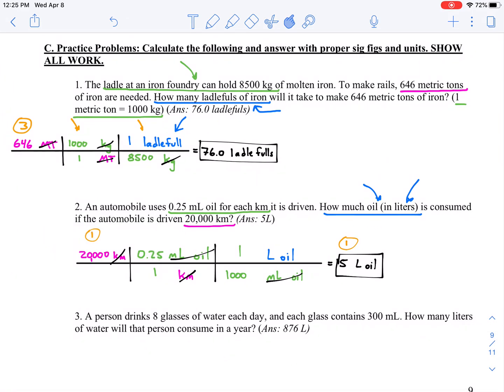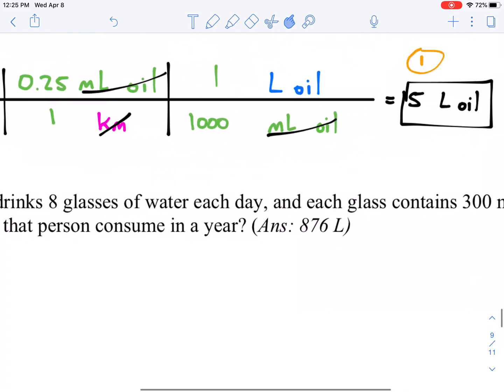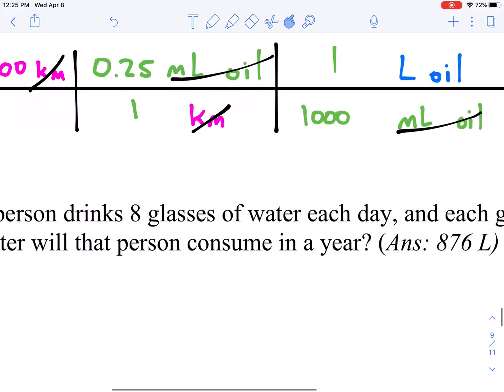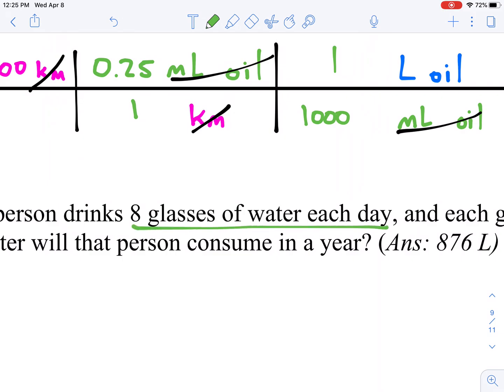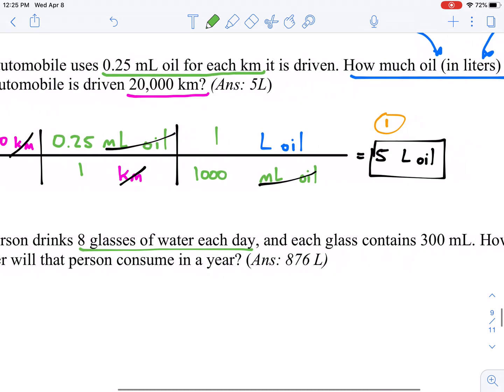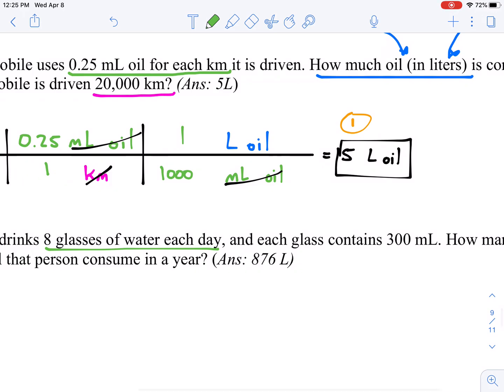Let's try one more. Hopefully you're healthy and drinking your water each and every day. You're drinking 8 glasses of water every day. That looks like an equality, 8 glasses per day, right? So that's going to be in green. It says each glass contains 300 milliliters. That's another equality. 1 glass is 300 milliliters.